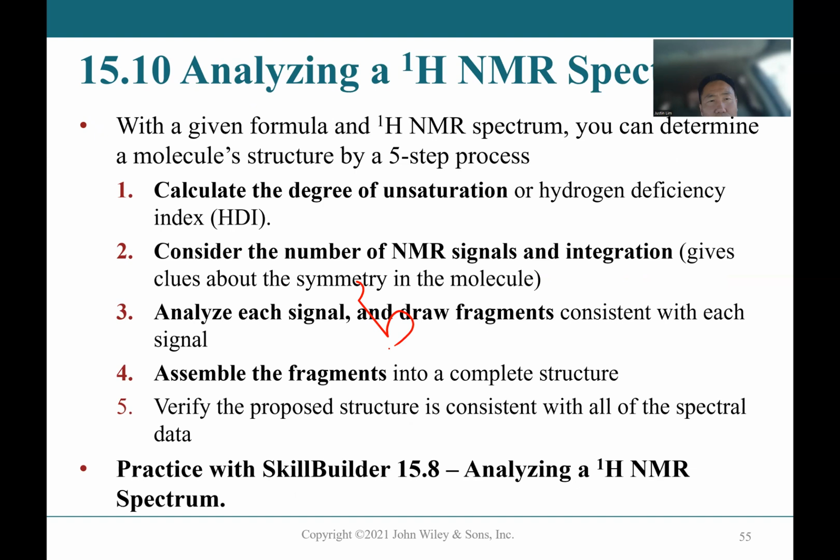So to analyze proton spectra, we follow these steps. Step 1, calculate the degree of unsaturation. Step 2, consider the number of NMR signals and integration. Step 3, analyze each signal and draw fragments. Step 4, assemble the fragments. Number 5, verify the proposed structures.